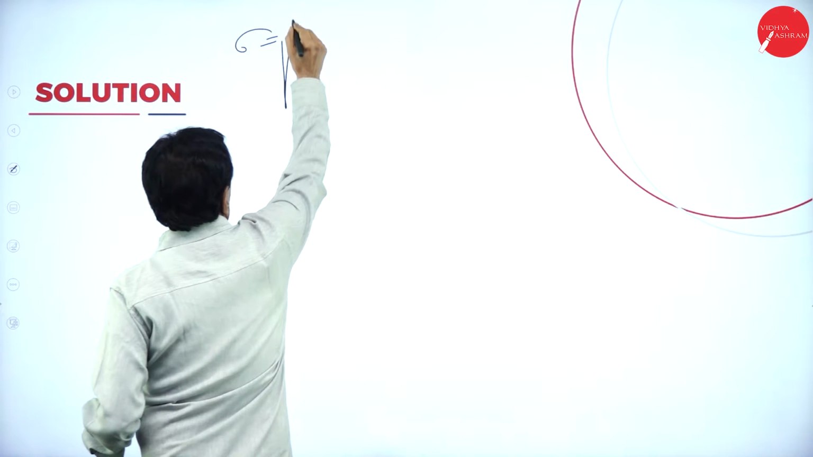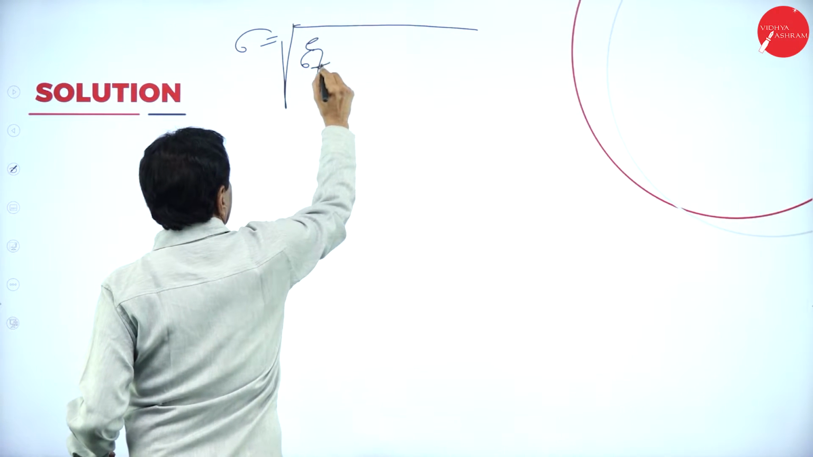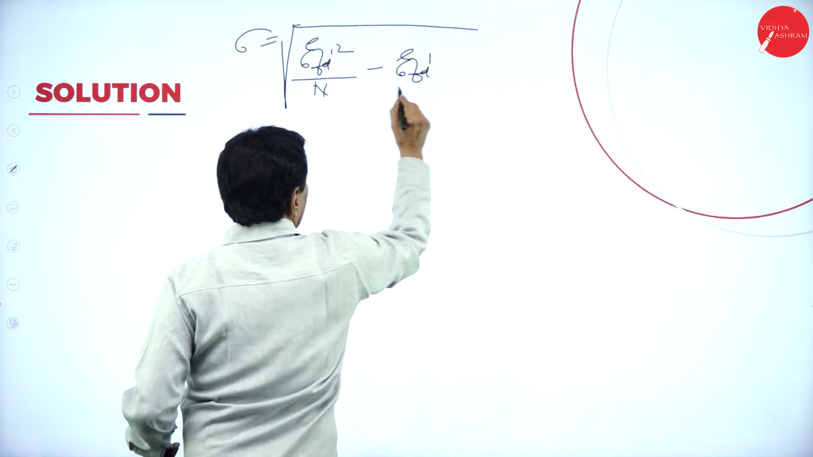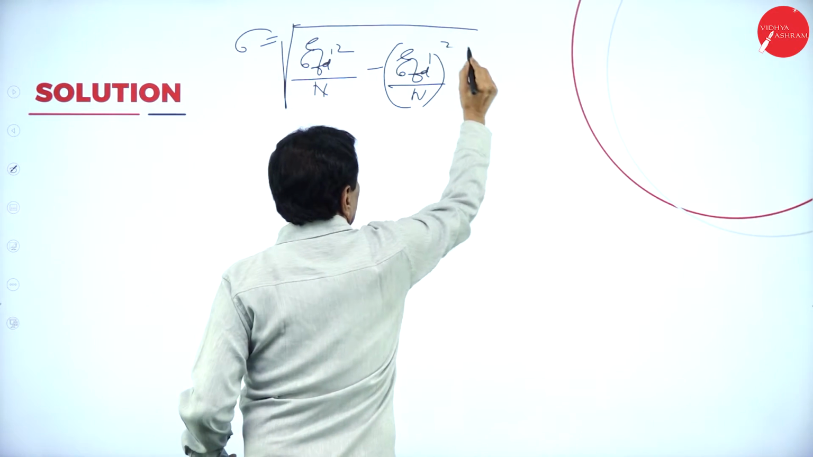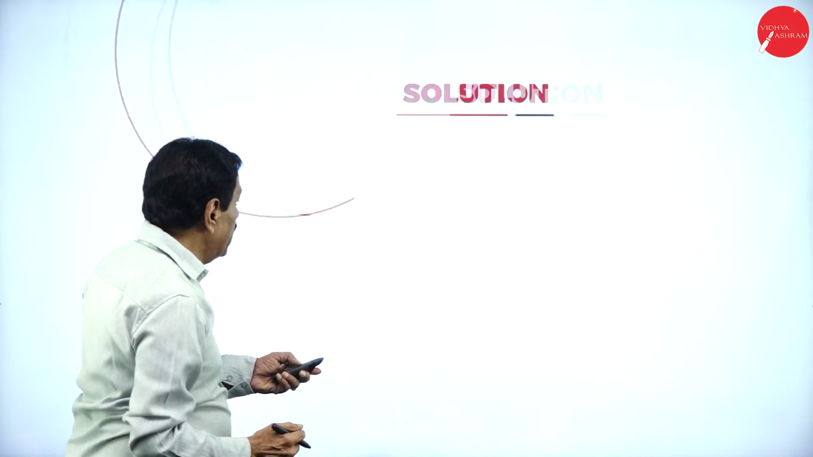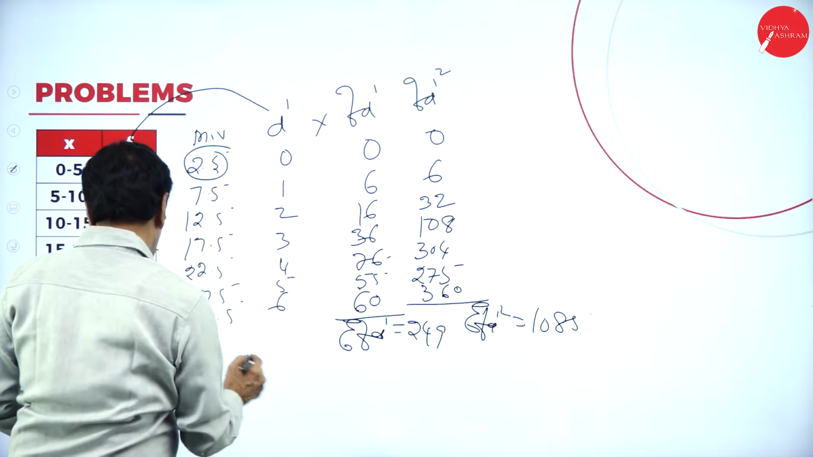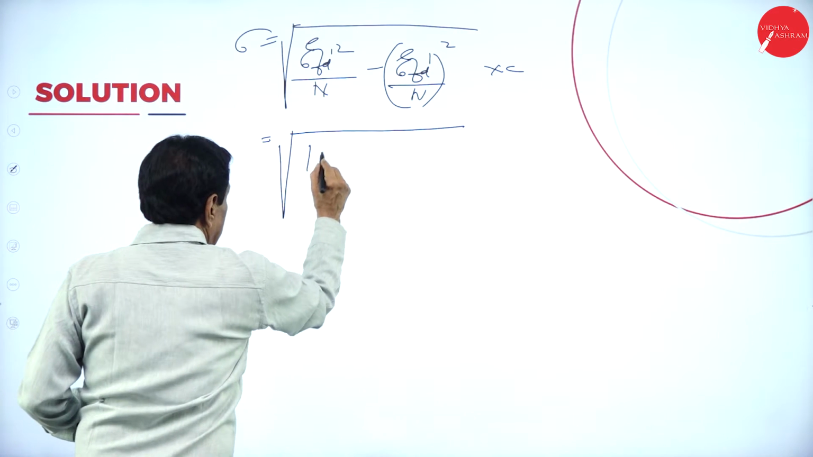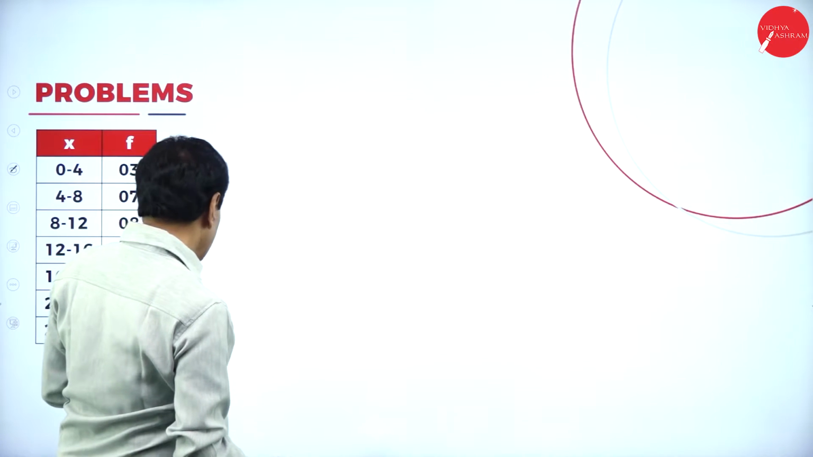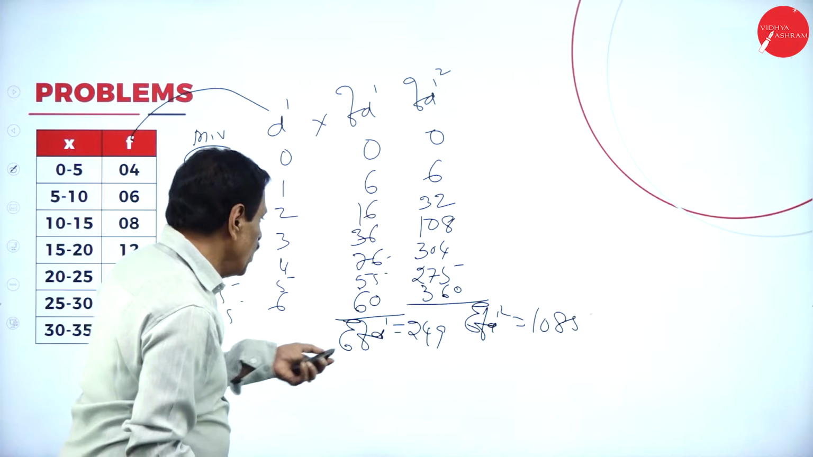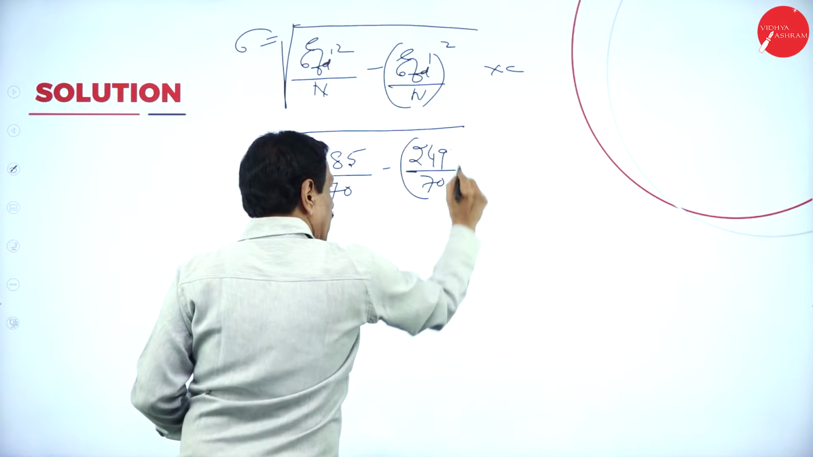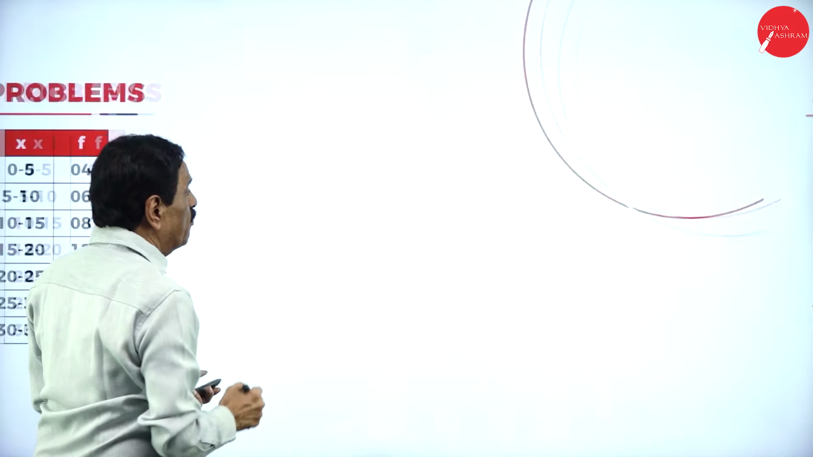Standard deviation is equal to root of Σft'² divided by N minus Σft' divided by N, whole square, into C. Σft'² is 1085 divided by 70, minus Σft' here is 249 divided by 70, whole square, into, what is your class interval? 0 to 5 means 5.